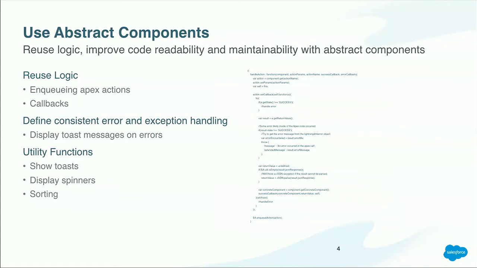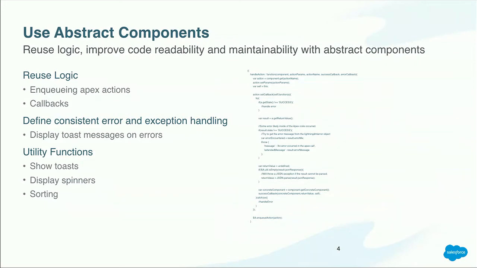They allow you to reuse lots of your logic. So I can have 6 components that all use the same kind of foundation. I can have my callback handling logic all built into my abstract component. So all the enqueuing action that I have to call through a Lightning component can all be in one place as opposed to 6 or 7 or 20 components. Another thing that an abstract component gives me is consistent error and exception handling again. So I can have, for instance, a method that displays a toast message, and it'll pop up that message every time an exception happens. And once again, I just have to define it in one place and just use that throughout my other Lightning components.